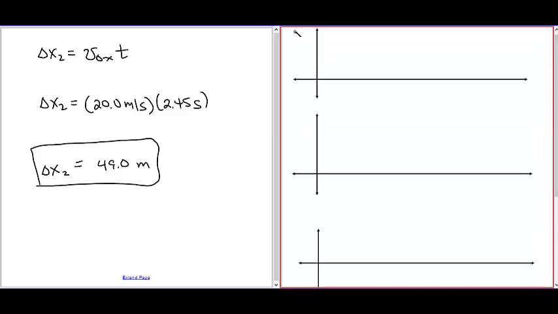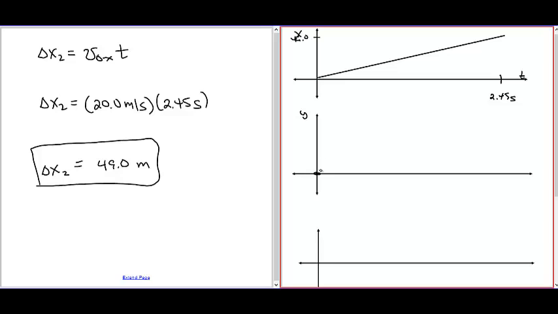So this is x, a function of time. Because this x direction equation is just a linear equation, we start off and it's just a straight line like that. So this is x equals 0. If we go over here, this is 49 meters. This is 2.45 seconds.